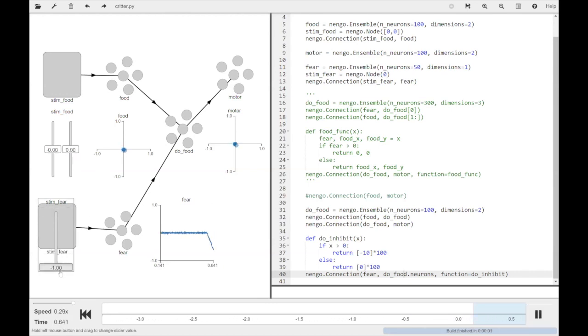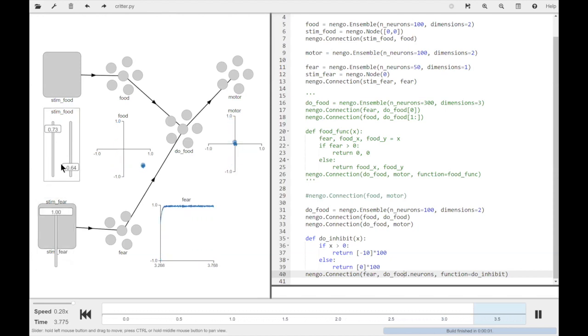Okay, so now we're going to say, all right, there's no fear. Cool. It runs around. It goes and does things. It goes and chases where the food is. And then I can go ahead and give it some fear. And all of a sudden, those neurons are not affecting the behavior at all.